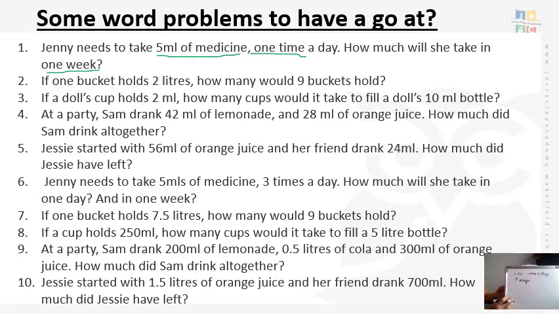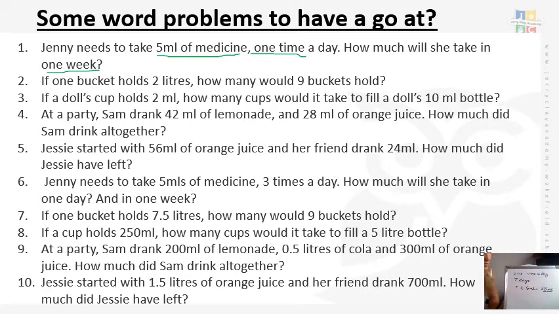So if you take 5 millilitres each day, so 5 on Monday, 5 on Tuesday, 5 on Wednesday, 5 on Thursday, 5 on Friday, 5 on Saturday, 5 on Sunday, I'm going to have 7 lots of 5 millilitres because there are 7 days and she's taking 5 millilitres a day. So if I do 7 times 5, I would do my 5 times table for this: 5, 10, 15, 20, 25, 30, 35. Don't forget to put your millilitres on the end. Her answer would be she would have 35 millilitres that she would take in a week.